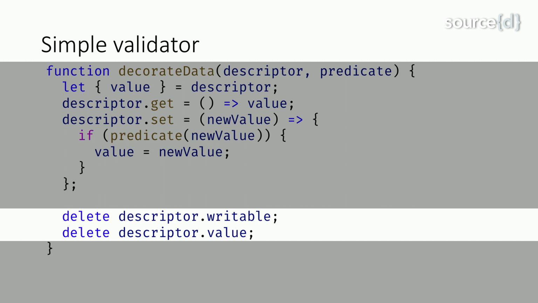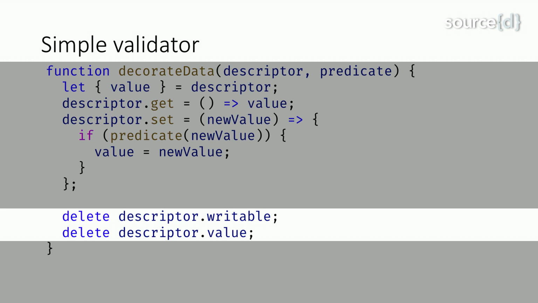And last thing, we really need to do this. If you try to pass a descriptor with get, set, and writable or value, it will fail. Because you cannot mix a data descriptor and an accessor descriptor. JavaScript doesn't know what to do. So we just delete. To be honest, I think this was the first time I used the delete keyword in JavaScript. And you can see here the second time I use it.